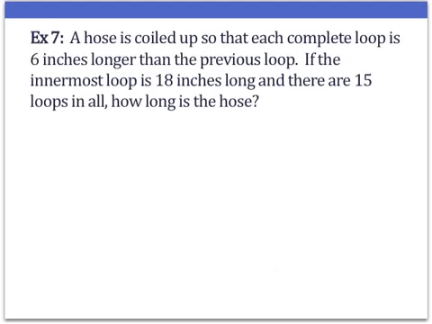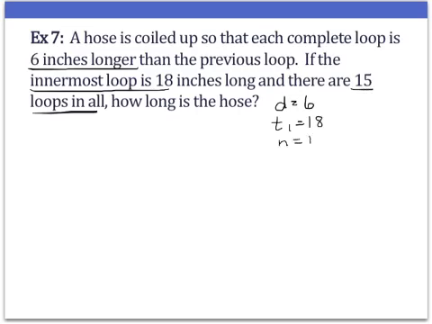I've got a couple of word problems for you. We're dealing with a water hose that's coiled up, and it says each loop is 6 inches longer. Okay, we're adding 6 each time. That's my difference. And it says the innermost loop is 18. So that's my first term. And there are 15 loops. And that is how many terms.